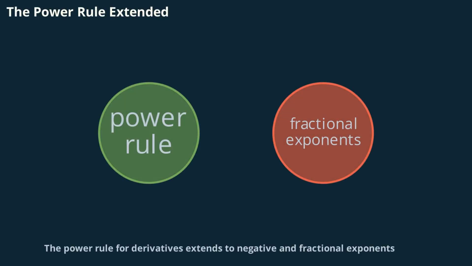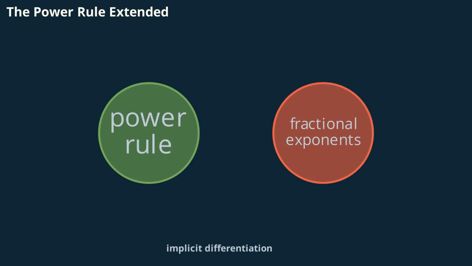The power rule for derivatives extends to negative and fractional exponents. For f(x) equals x^n, the derivative is n x^(n-1), even when n is negative or a fraction. This is proven using the quotient rule, and for rational exponents, implicit differentiation. Mastering the power rule is essential for tackling a wide range of functions.